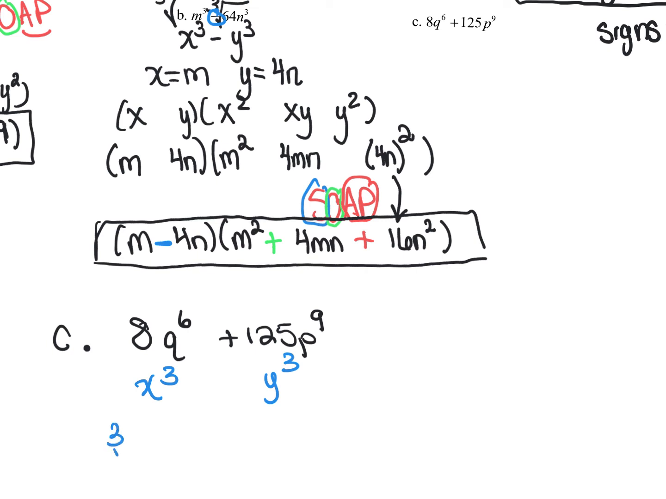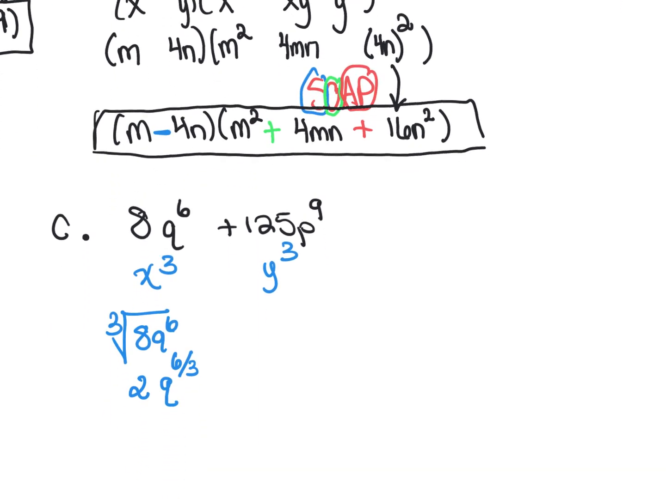So if I do the cubed root of 8q to the 6th, what times what is 8? Well, that's a 2. And in case you don't remember or understand where this is coming from, what I'm really doing is the power on the q, which is 6, divided by the root, which is 3. And so this is 2. 6 divided by 3 is 2. So this is 2q squared. This is going to be my x.